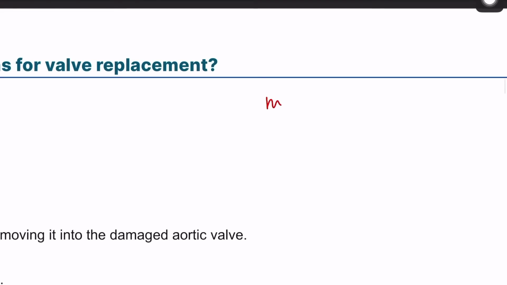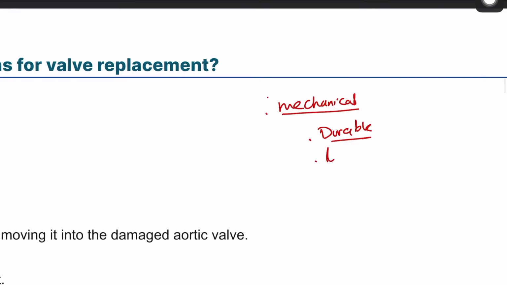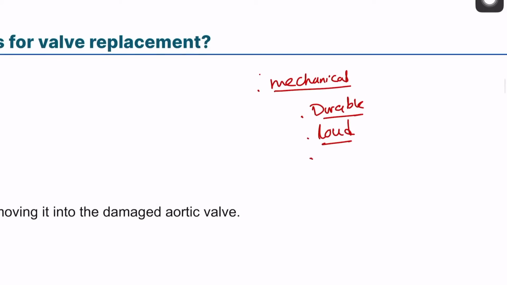So you can use a mechanical valve. To be honest, the way you should answer it in the exam is you say we can probably have a mechanical valve, which is durable, can last for a very long duration, but it's a little bit loud for the patient, causing some sort of noise all the time, even when they are asleep.